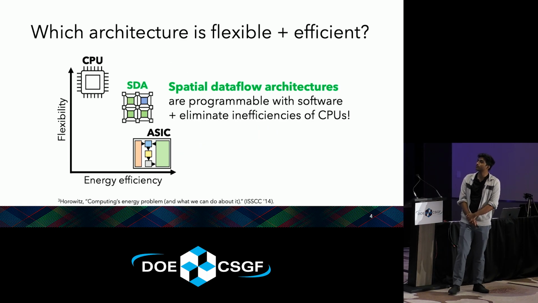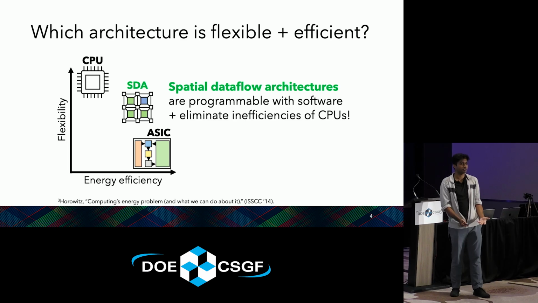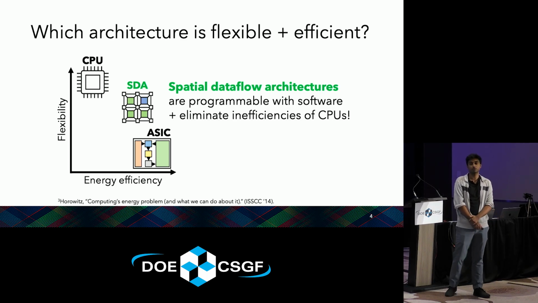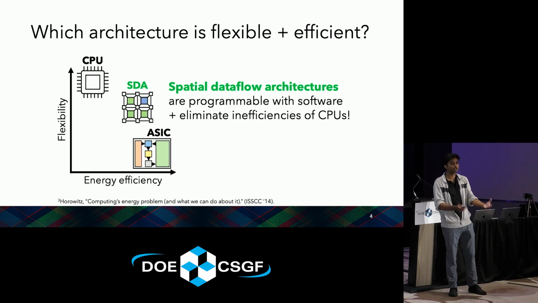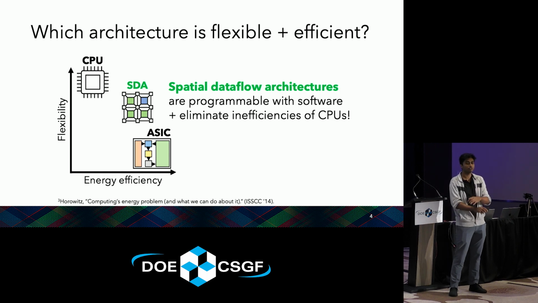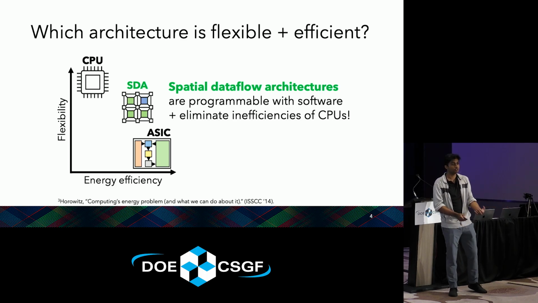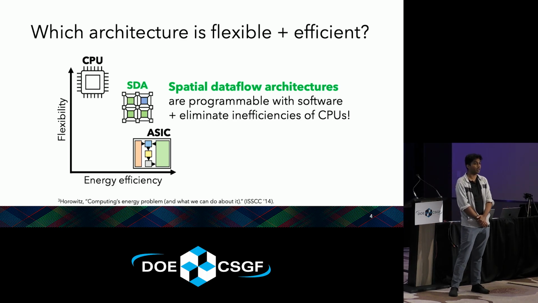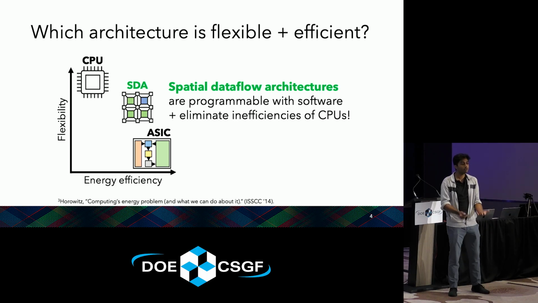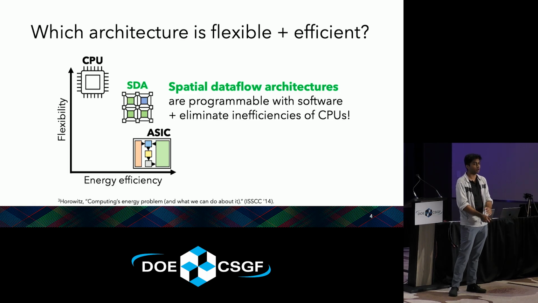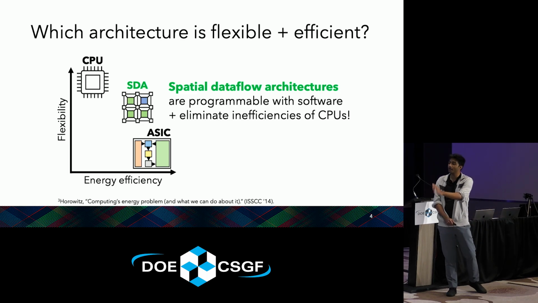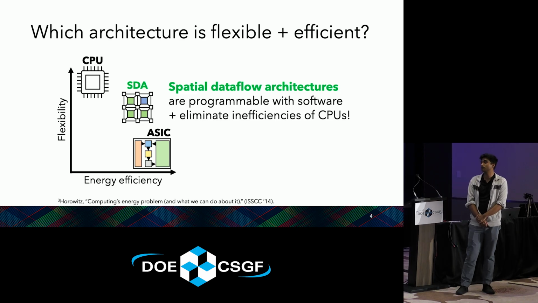But in the middle, we have this thing called a spatial data flow architecture. And this is where my research is focused on. These are programmable with software, but they use a different kind of execution model in hardware completely. Instructions of the same thread or program are distributed across processing elements across the actual chip. They're communicating directly to each other. They have an asynchronous execution model. And so there's a lot of benefits because we can get rid of the inefficiencies of a CPU while still maintaining high performance. So this is kind of balancing energy and flexibility.